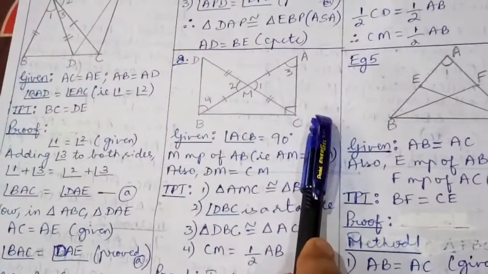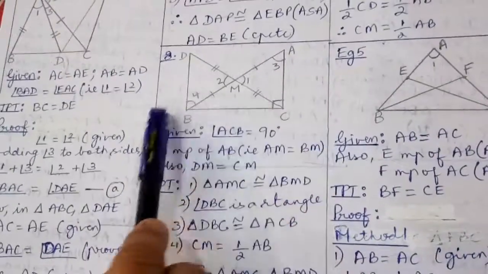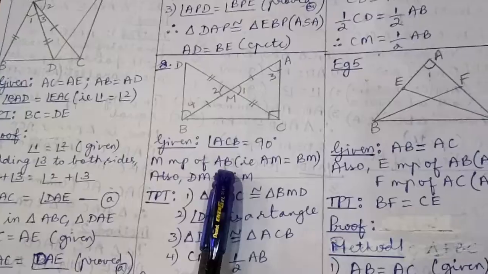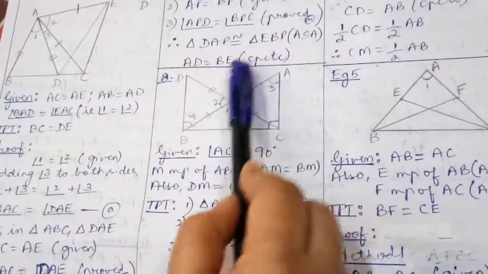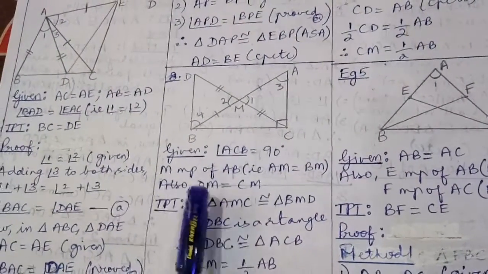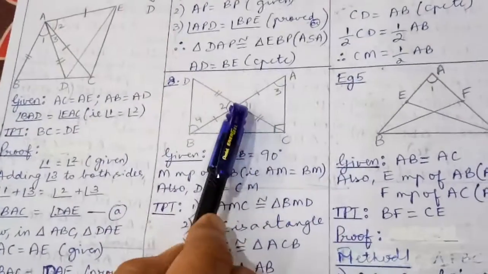So in this figure, we are given that angle ACB equals 90 degrees. M is the midpoint of AB, which means AM equals BM. Also, DM equals CM.